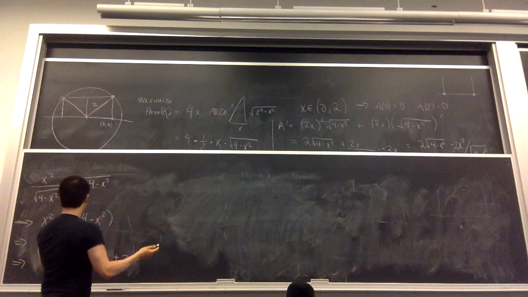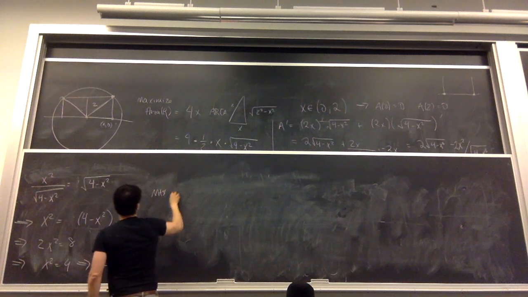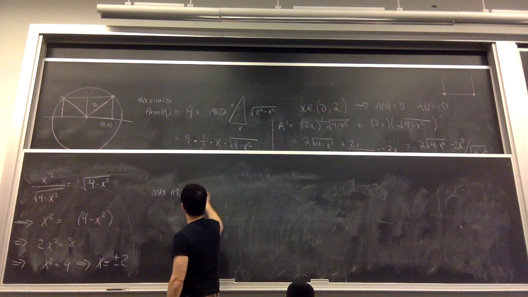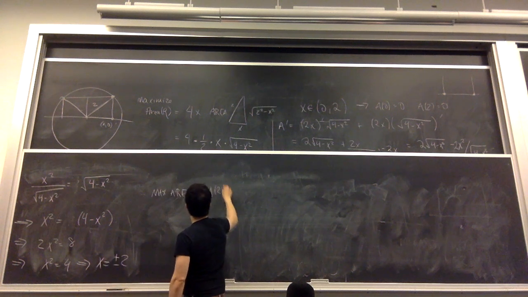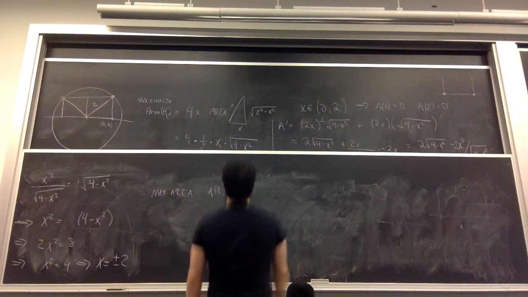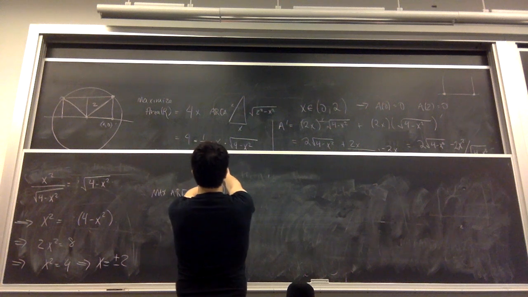Okay, so let's just finish this. So I need the maximum area. It occurs at x equals 2. So that means the maximum area is A of 2, which is 4 times a half times 4 times a half is 2, times 2 is 4, times 0.